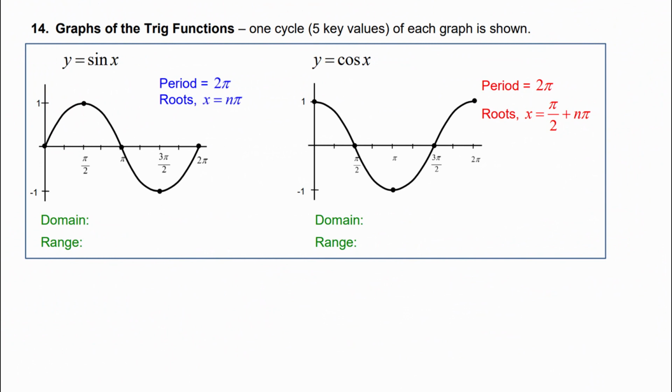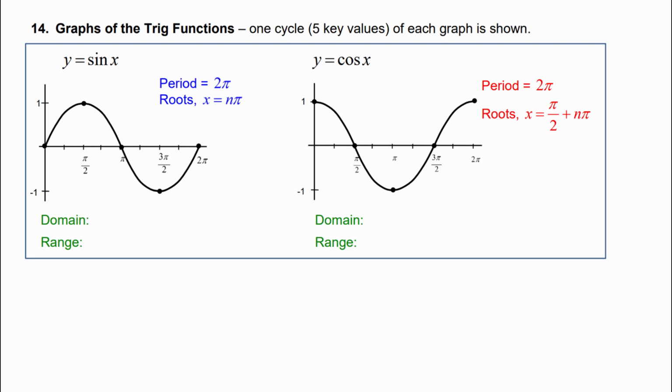Number 14. Graphs of the trig functions. You must remember the characteristics of the 6 trigonometric functions and their graphs. So let's review. We're going to study one cycle of each graph, and you've got to remember 5 key values. It's really helpful. So here's y equals sine x.